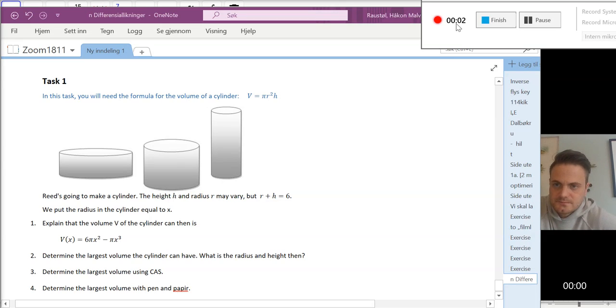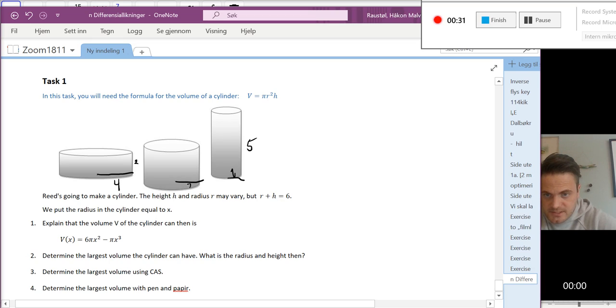Task number 1. Here we're going to optimize the volume of a cylinder, where the cylinder should have a radius and a height which added together equal 6. And then we can get a thin cylinder but with a lot of height. Here maybe the radius is 1 and the height is 5. Here maybe the radius is 4 and the height is 2.